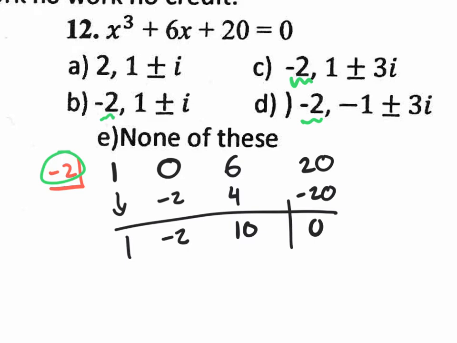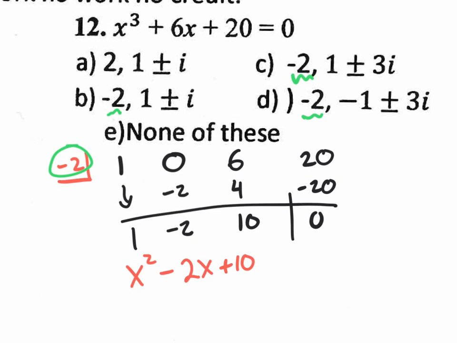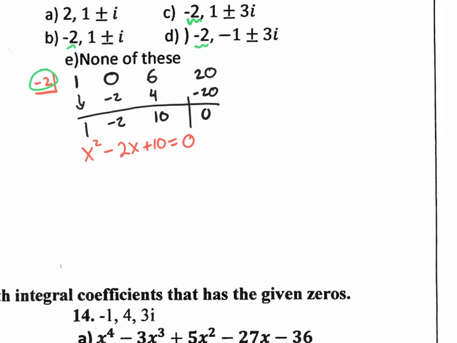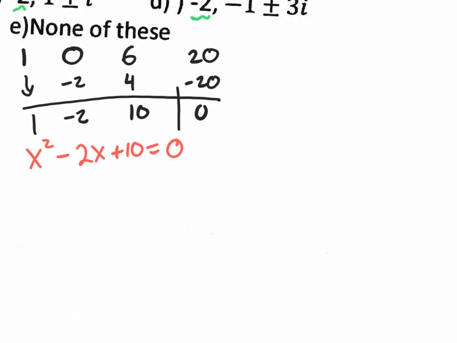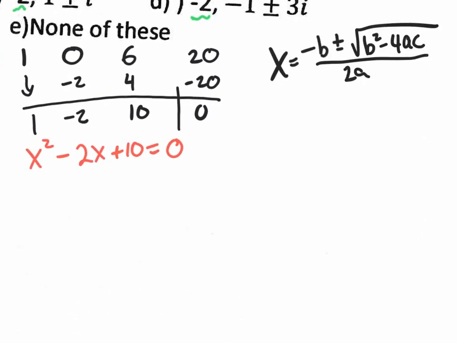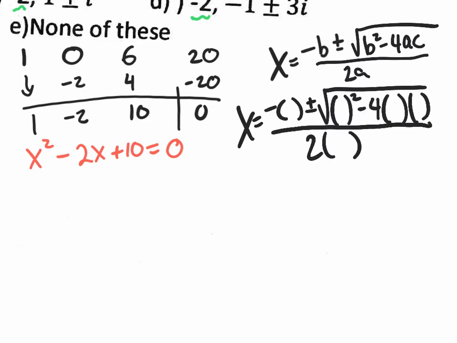Let me rewrite it just so you could see it. 1x squared minus 2x plus 10. And of course, I'm going to set this equal to 0 because I want the answers. So I'm going to use a quadratic formula to solve this. And when you use that quadratic formula, you need to use parentheses so you don't make mistakes. So our A value is 1, our B value is negative 2, our C value is 10.